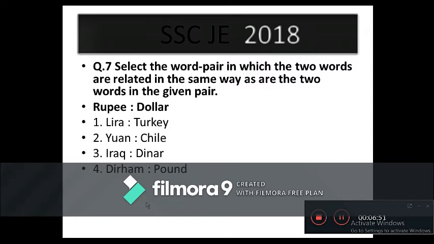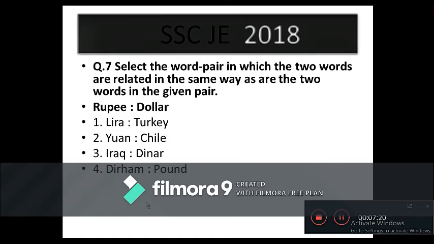Now question number 7. Select the word pair in which the two words are related in the same way as the two words in the given pair. In the question, rupee and dollar. Rupee is the currency of India and dollar is the currency of USA and multiple countries. We have got the relationship that they both are currencies, and by considering this relationship, now we have to find the answer in the options.